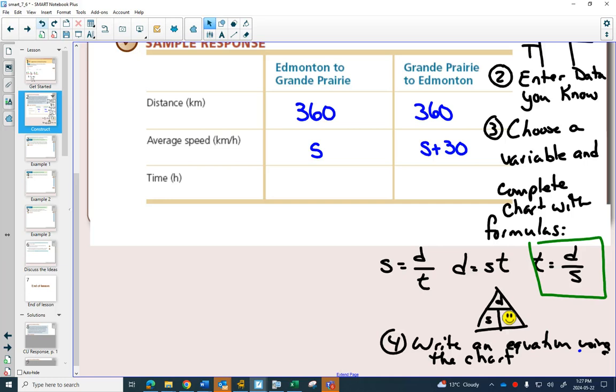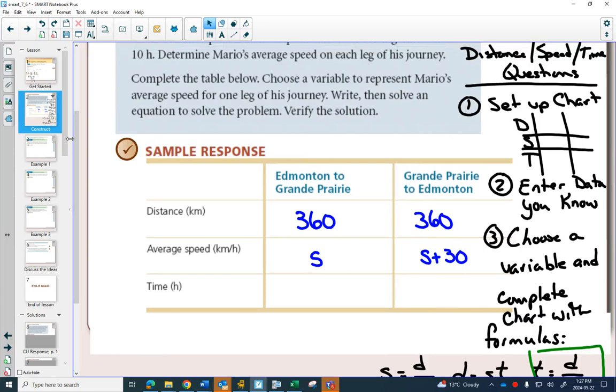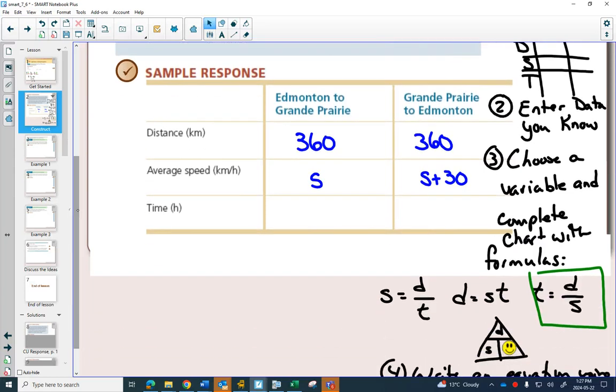So that's what we actually want to find here. I don't know the time for each one. They didn't tell me. However, I can use my formula with the green box that time is distance over speed. This time will be 360 over s, and this time would be 360 over s plus 30. And maybe I put that s plus 30 in brackets because it's connected by the plus sign. So this is completing the chart with the formulas.